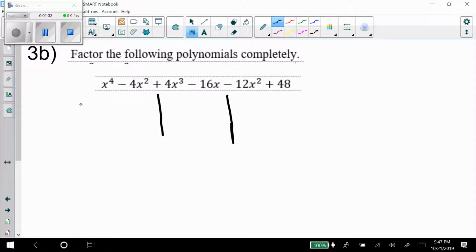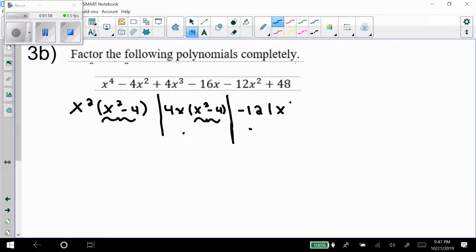So in our first grouping, we can pull out an x squared. So we're left with x squared minus 4. Same rule applies. Whatever you get in the parentheses over here, you should get in the parentheses for the other two groups. Over here, we have a GCF of 4x. So we're left with x squared minus 4. It matches, so we're good. And our last one, we can pull out a negative 12, and we're left with x squared minus 4. It matches, so you know we're good.